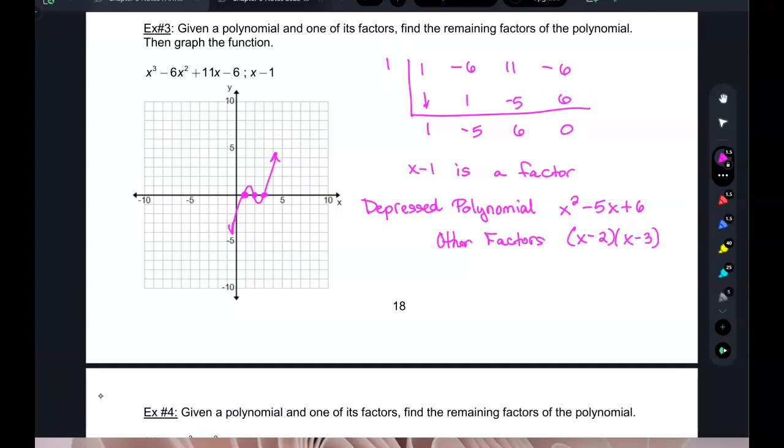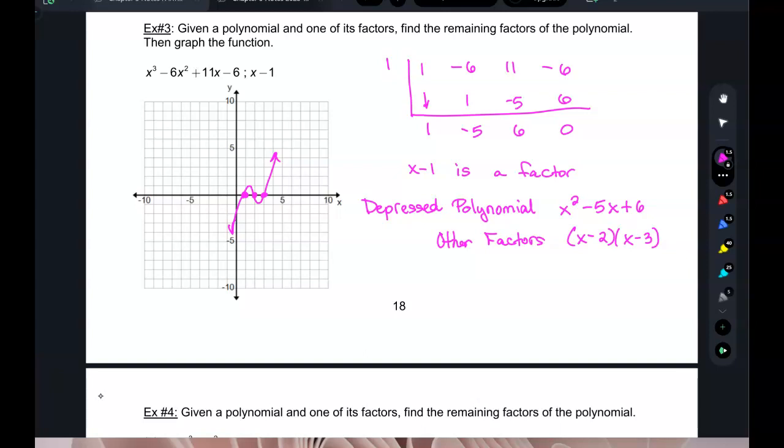So this is what our graph looks like. It's all scrunched in because 1, 2, and 3 are the zeros. Okay. Questions? Is this wrong now? Yeah. Okay.